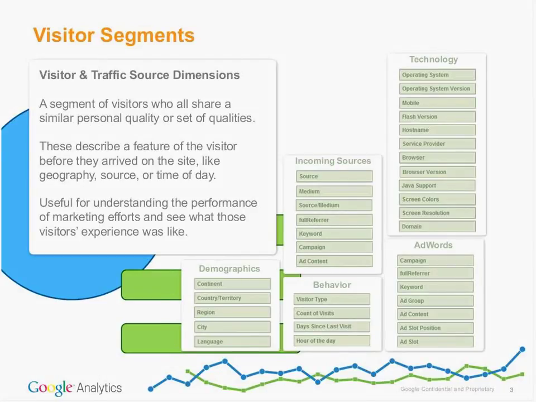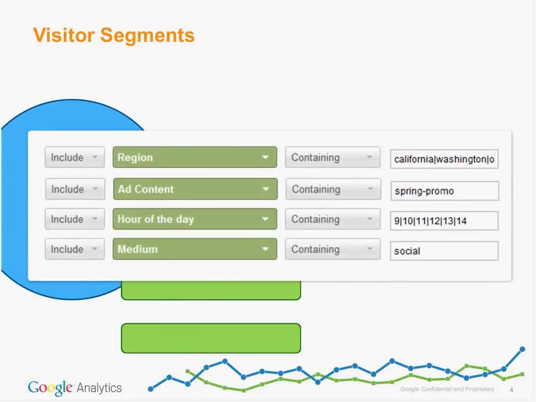Again, these are qualities before or as they arrive on your site, before they've actually started their site visit. Investigate based on what technology you use to reach your site, or even if you have AdWords linked, what specific elements of your AdWords SEM campaigns sent visitors to your site. And again, we'll talk about what it means to pivot on one of these dimensions.